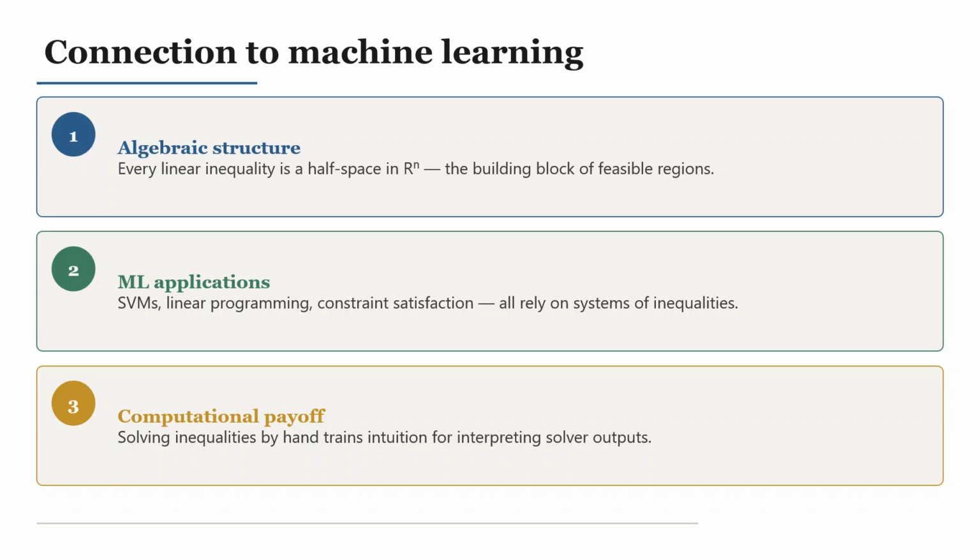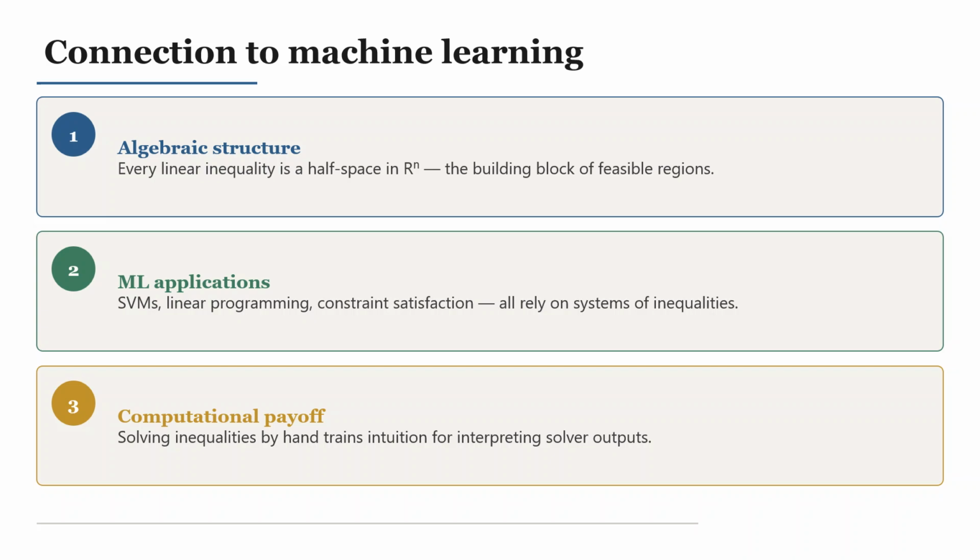3. The computational payoff. Solvers exploit convexity to find the optimum in polynomial time. Recognizing your constraints as a linear inequality system is what lets you reach for a linear programming solver instead of writing a slow custom search.